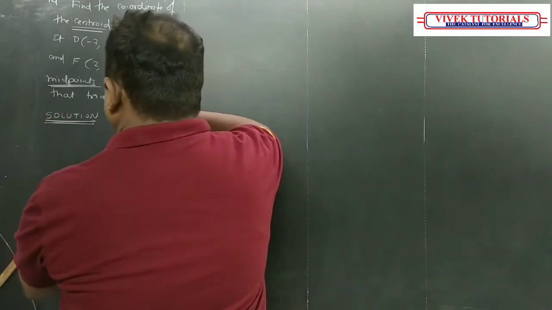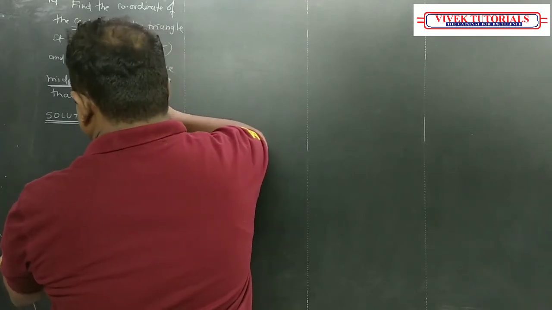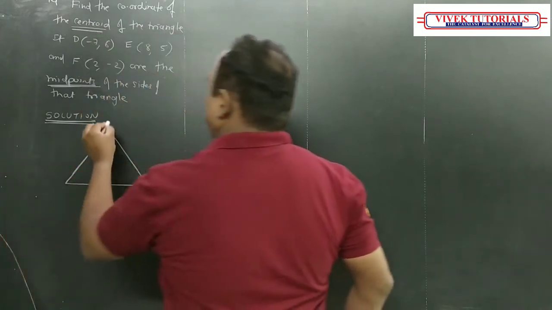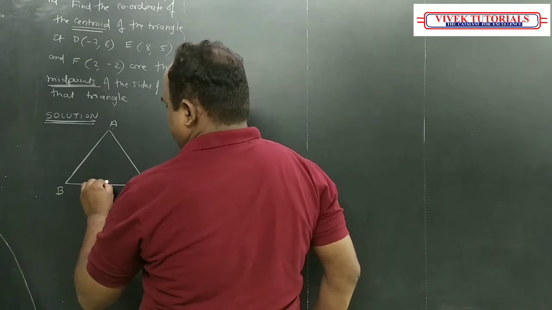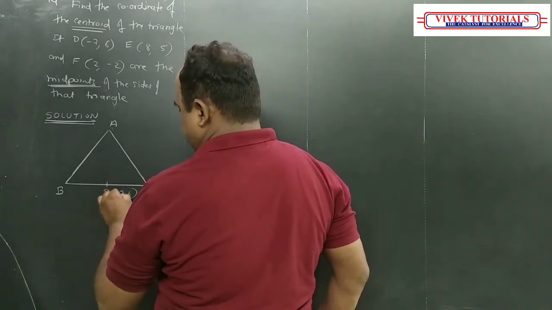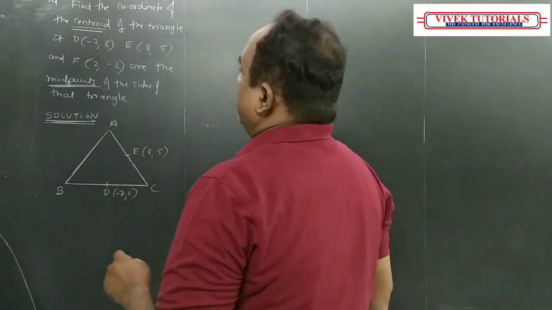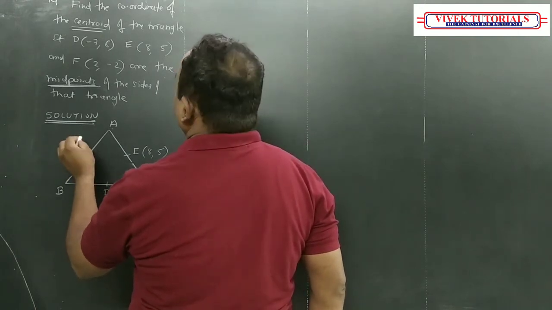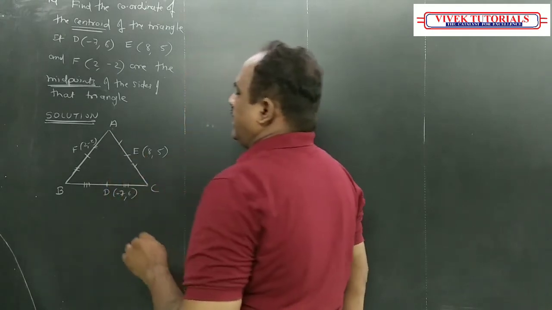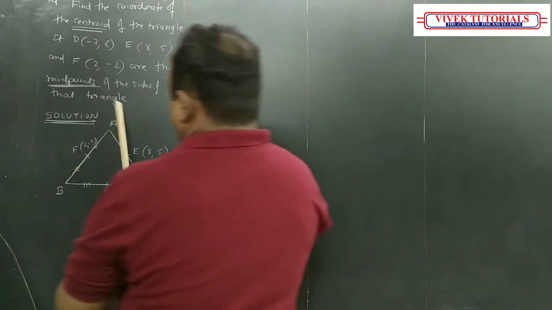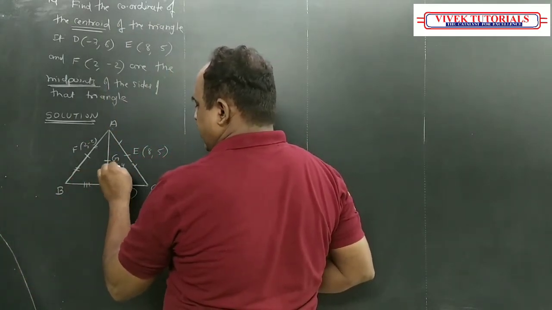We'll draw a triangle in this way. In triangle ABC, we can say that D is the midpoint, its coordinates are -7,6. E is the midpoint, its coordinates are 8,5, and F has a coordinate 2, -2. And they have asked you the coordinate of the centroid. G is the centroid, which we will take as x, y.